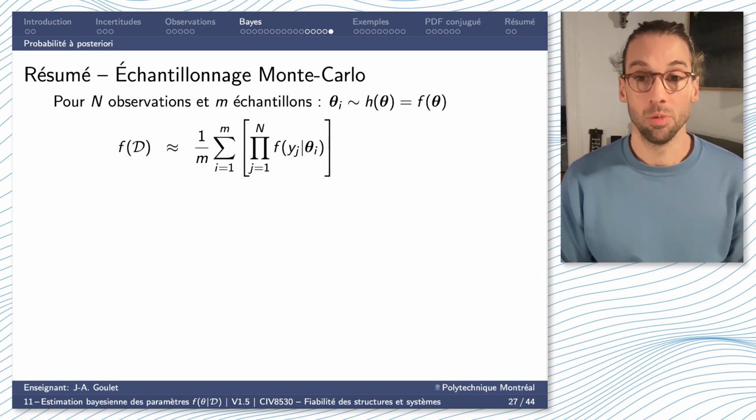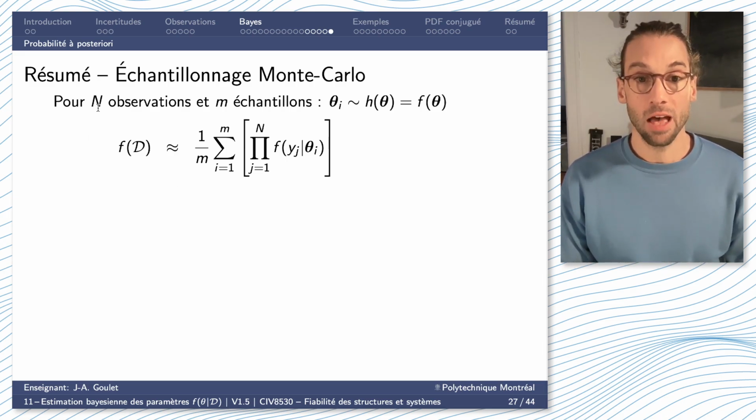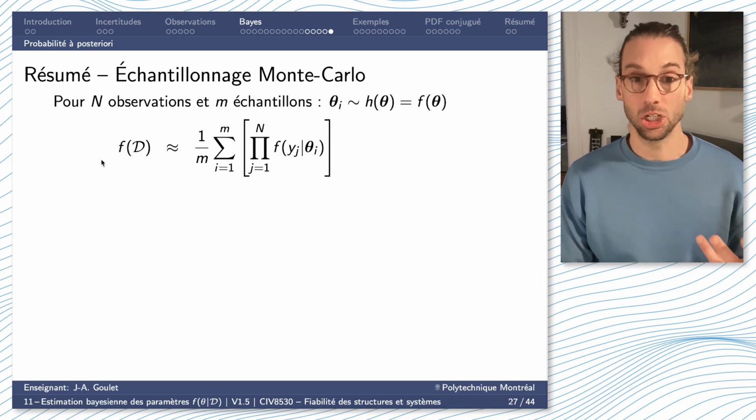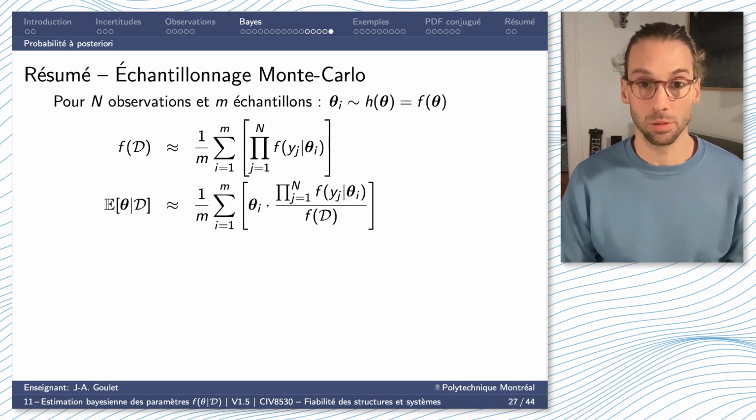Okay, so before looking at this, let's look at a quick summary of how we can use Monte Carlo sampling to perform Bayes. If we have n observations and m samples from Monte Carlo taken from my prior knowledge of theta, I can estimate my normalization constant using 1 over m, my number of samples, sum over all my samples of the product of my likelihood for my n observations.